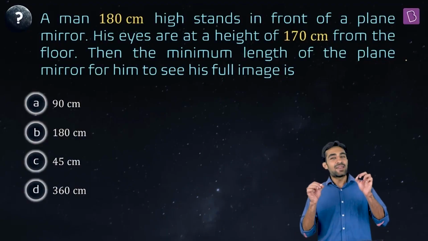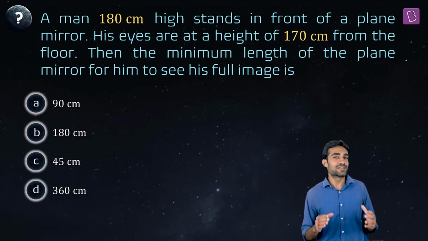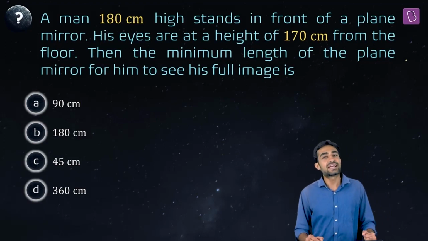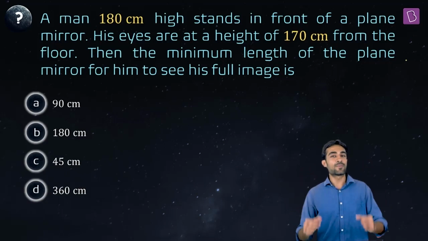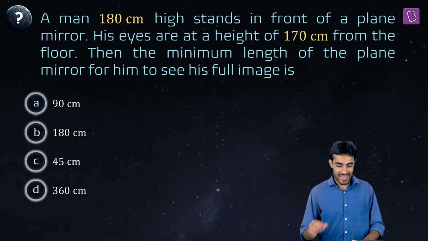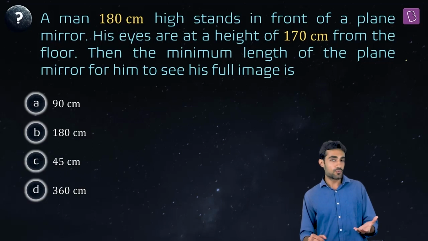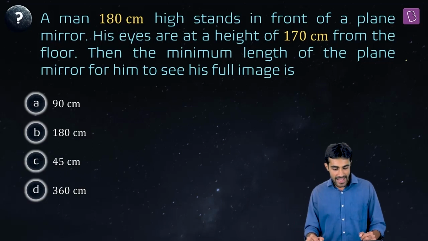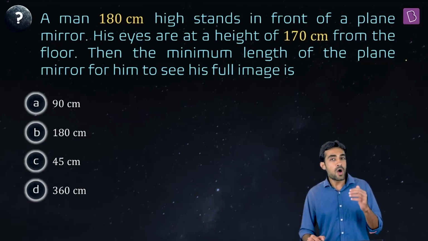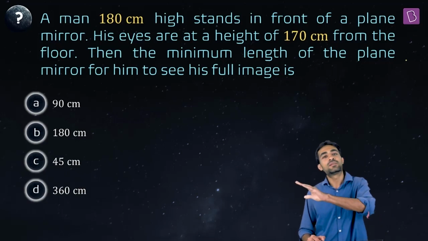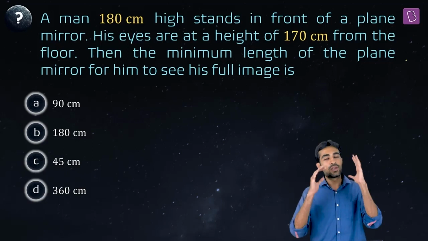Here is a nice and practical question on plane mirrors. So this is our everyday experience. A man 180 centimeter high stands in front of a plane mirror. So there is a person standing in front of a plane mirror. His eyes are at the height of 170 centimeter from the floor. So we know what is the eye level of the person. Then the minimum length of the plane mirror required for him to see his full image will be. So what should be the minimum length of the mirror so that the person can see his full image?